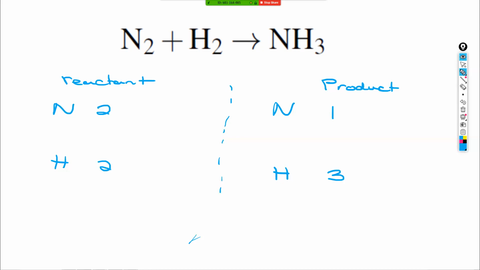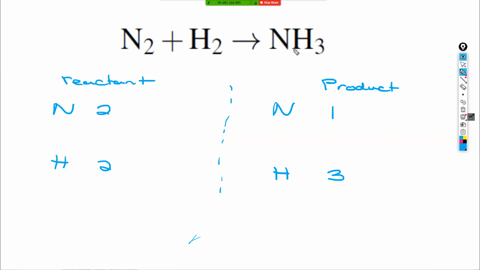And so you can pick whatever one you want to start with. I'm going to go ahead and just go down in order. I have two nitrogen on the reactant side, one on the product side. So that tells me I need more over here. Now, I like to put what coefficients I'm going to use up here because you don't always get it right. It's kind of a trial and error.